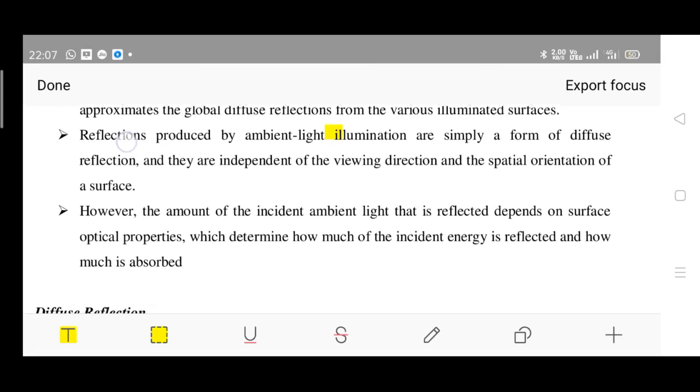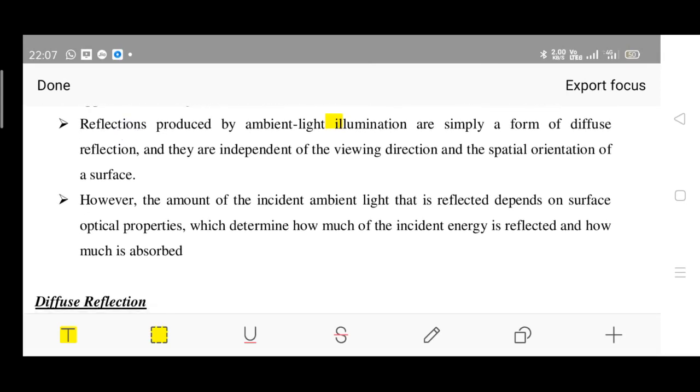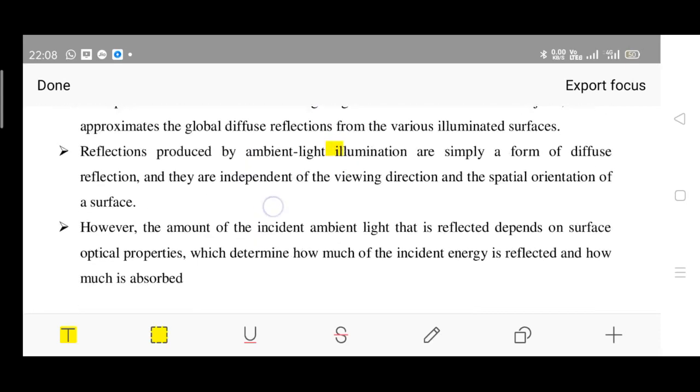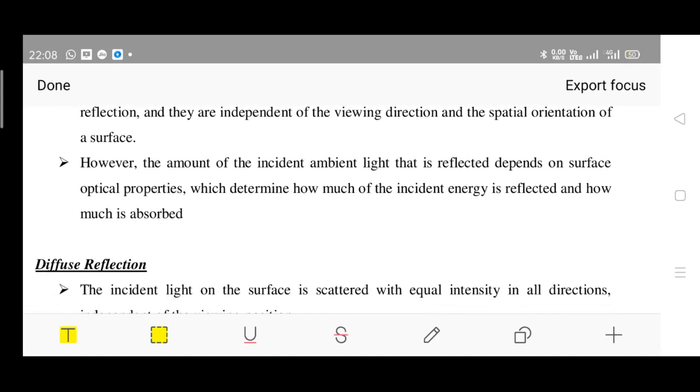However, the amount of the incident ambient light that is reflected depends on the surface optical property, which determines how much of the incident energy is reflected and how much is absorbed. That depends on the type of object, the material property of the object you are defining. Fine. We'll be discussing them in detail later. These are the basic definitions. That is about the ambient light, as well as ambient reflection.